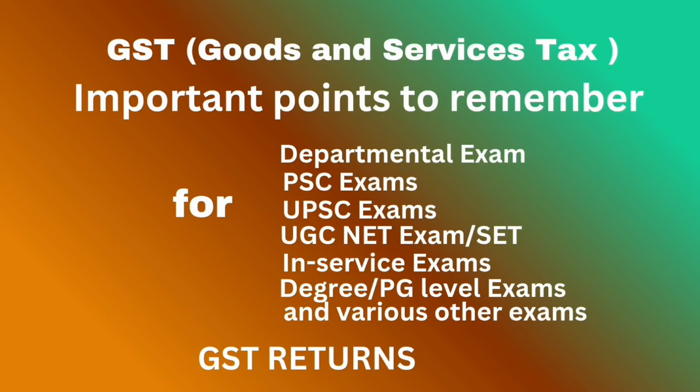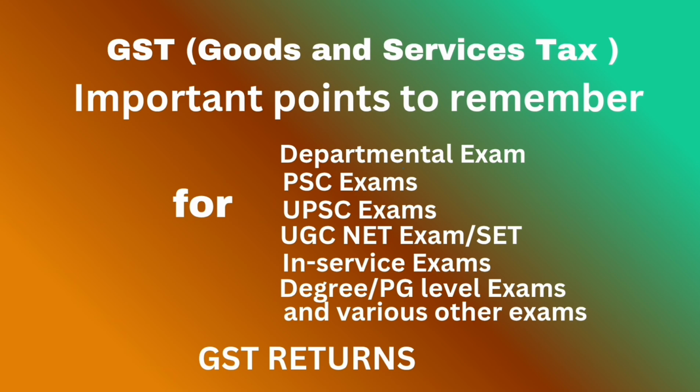Then next, furnishing of returns under Section 39. Return forms under Section 39: GSTR 3B, GSTR 4, GSTR 5 and GSTR 7. GSTR 3B is for all registered persons. GSTR 4 is for composition taxpayers. GSTR 5 is for non-resident taxable persons. GSTR 7 is for tax deducted at source.